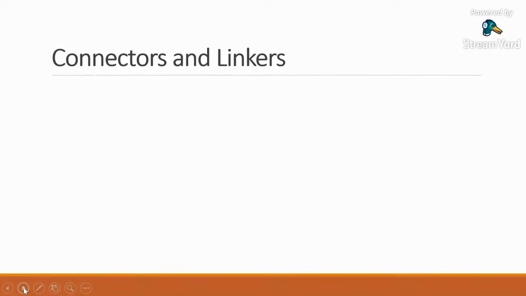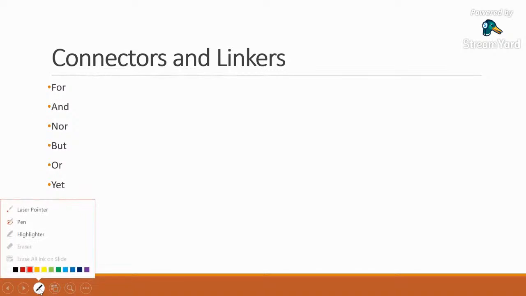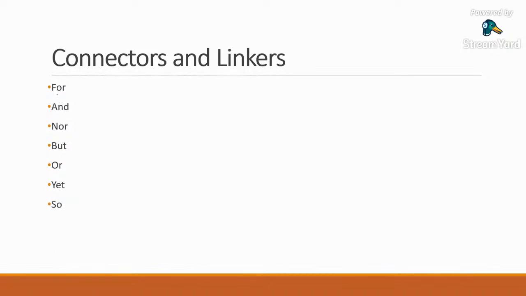Okay, then remember that you have to use connectors and linkers so that you can get more marks in your examination. For example, we have the FANBOY: F is for, A is and, N is nor, B is but, O is or, Y is yet, S is so. So you see here, okay, I use a pen. So we have F, A, N, B, O, Y, S. Okay, so these are compulsory. You have to use these simple linkers.